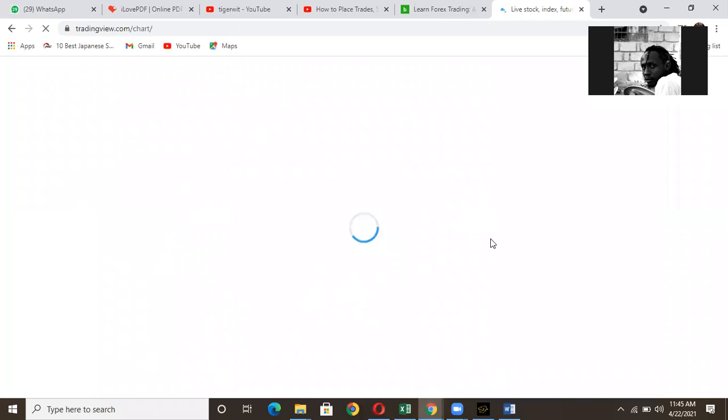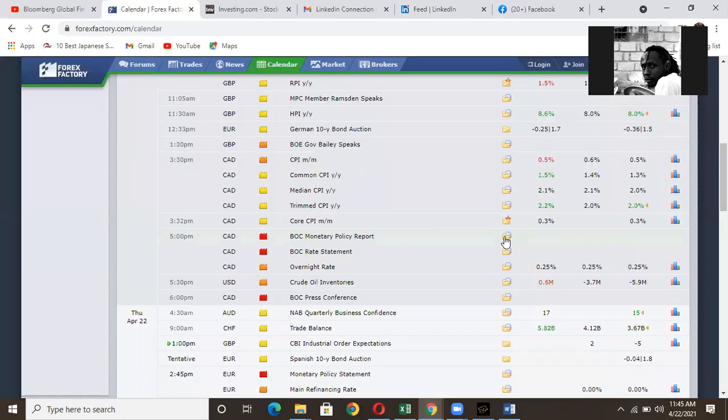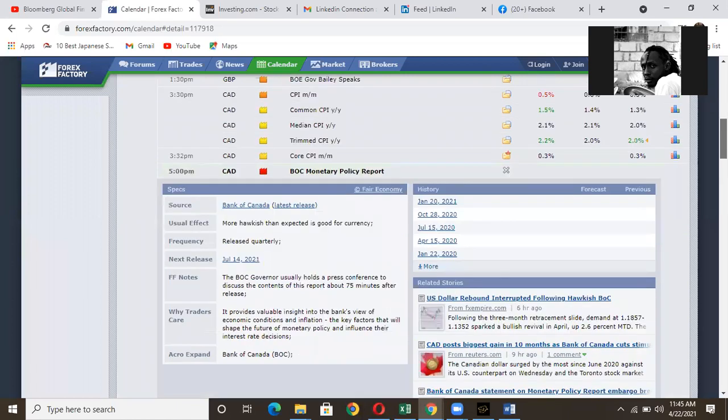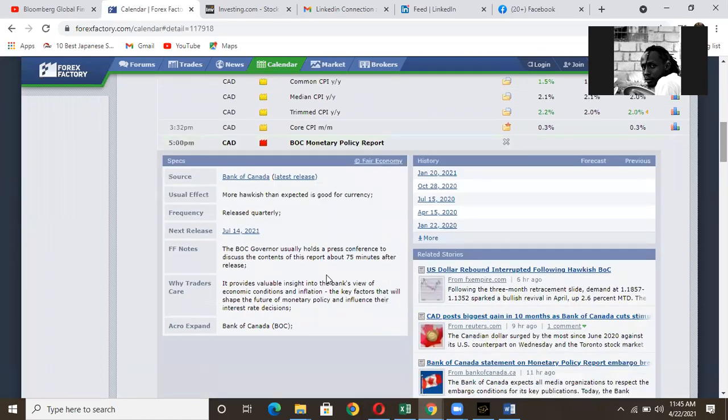So this is basically the monetary policy statement. This is the central bank. They are weighing the interest rates. They will either raise them or lower them depending on the economy and inflation. So we will basically provide an insight into what the economic condition and inflation is of this country, since now we are looking at Canada.